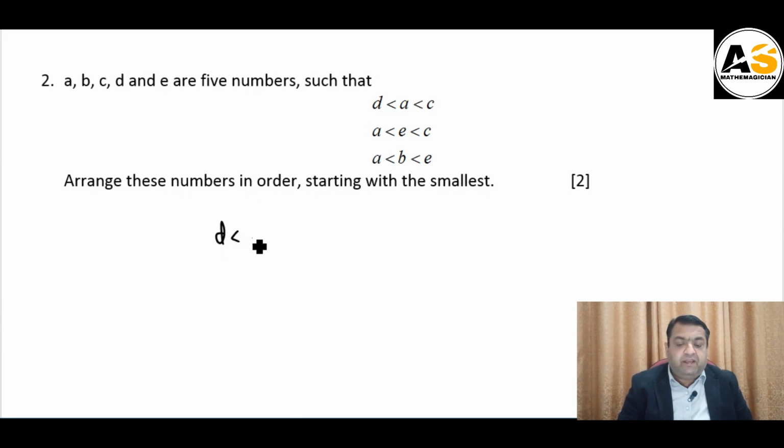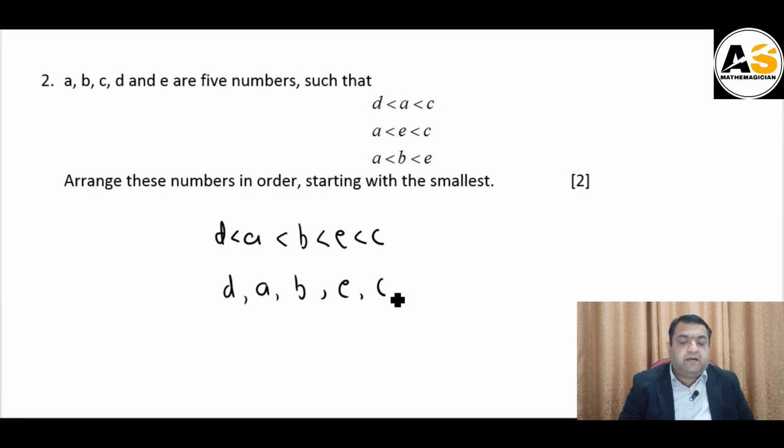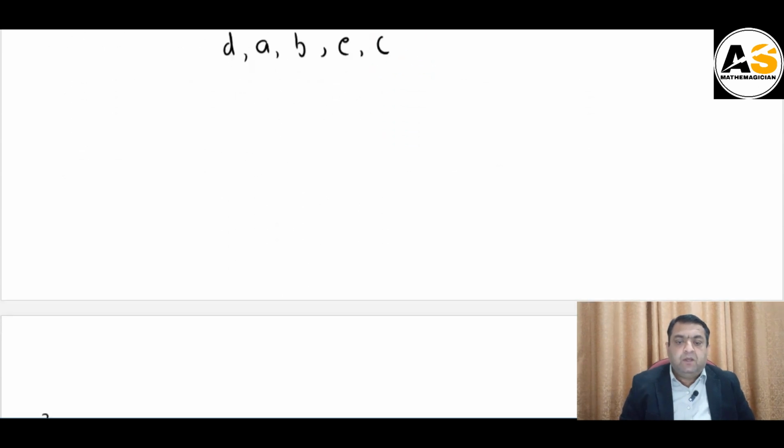After that we have A, and then A is less than B and B is less than E and E is less than C. So I am writing the numbers without inequality sign in order starting from the smallest. So this was a 2 marks question in past year question papers.